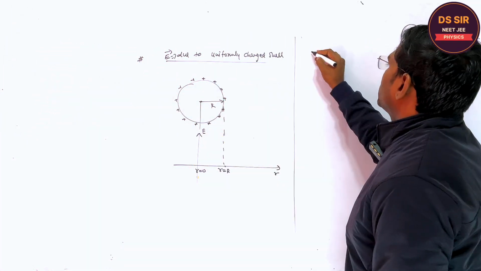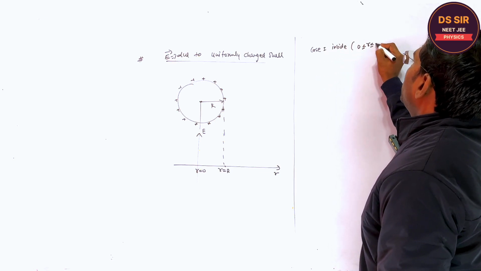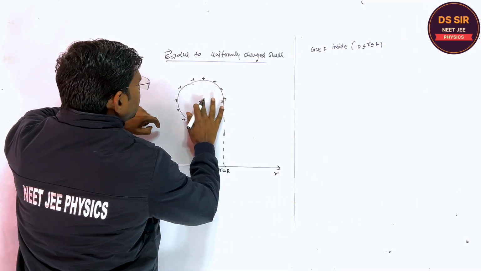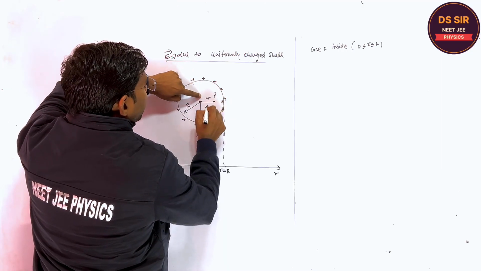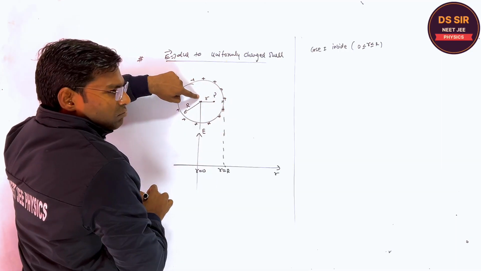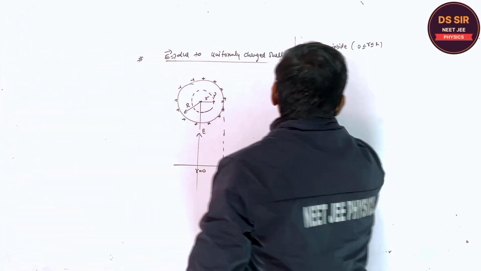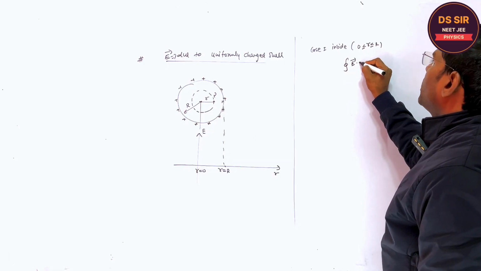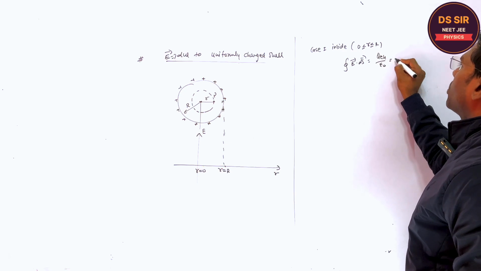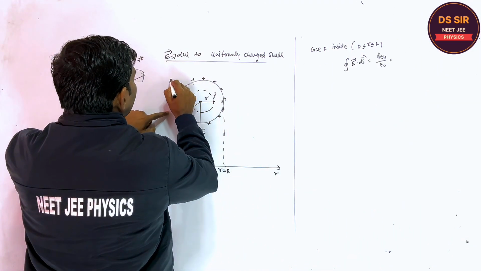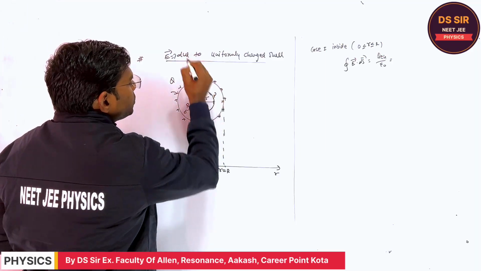Case 1, inside. It means the point is inside, the radius you may assume capital R. If you want to find the electric field at the point P at distance r, is it clear or not? You tell. Yes. Then you will choose a Gaussian surface and apply Gauss's law. The outward flux linked with this closed surface is equal to charge enclosed divided by epsilon. If this is the total charge on the surface of the spherical shell, what is the charge inside this Gaussian surface? You tell.